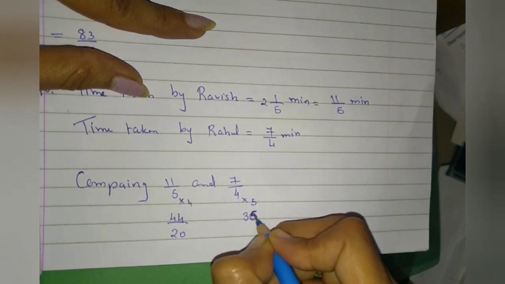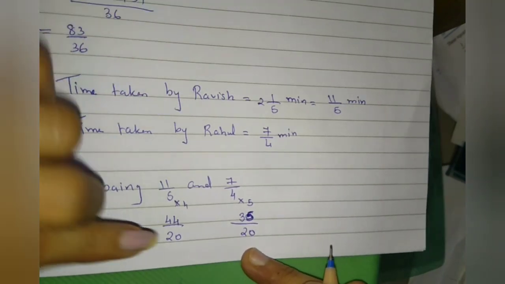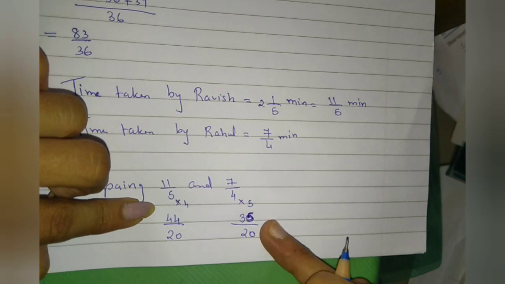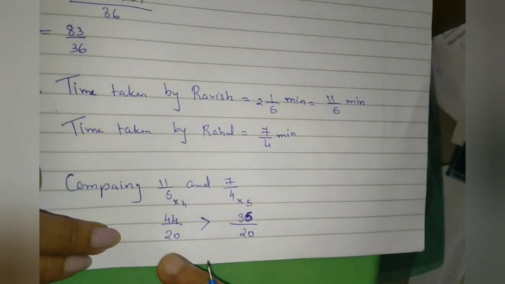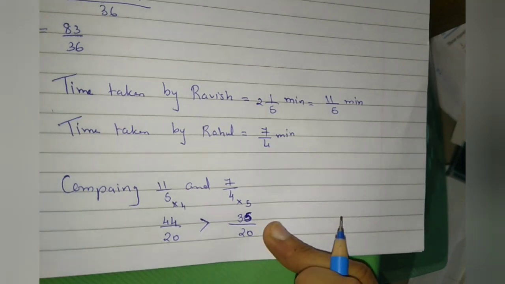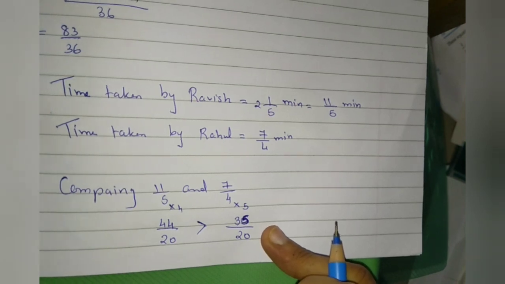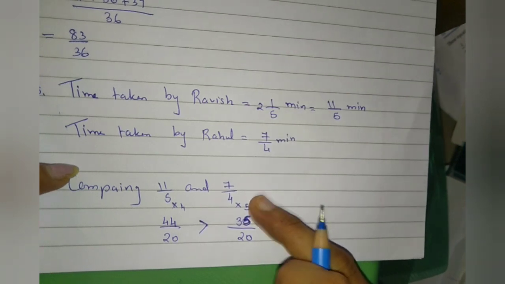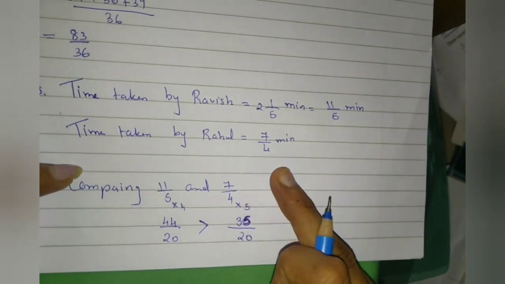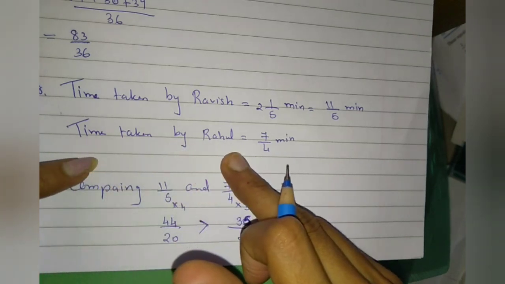35 upon 20. Now denominators are same. So 44 is greater than 35. So 44 upon 20 is greater than 35 upon 20. Now what we had asked, who takes less time. So less time is taken by this 35 upon 20, which is 7/4 minute, right? So time taken by Rahul, which is less.